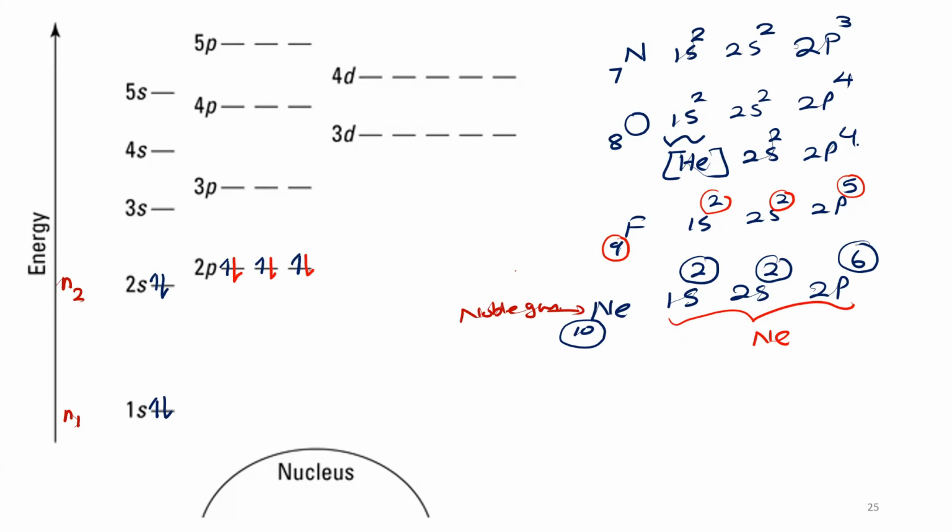Now let's say you want to write the electron configuration of sodium. The next element you find in the periodic table is sodium with the atomic number 11. Now you can write it as 1s2, 2s2, 2p6. Your next electron is going to be up here in the 3s, so it is 3s1. This is the expanded electron configuration.